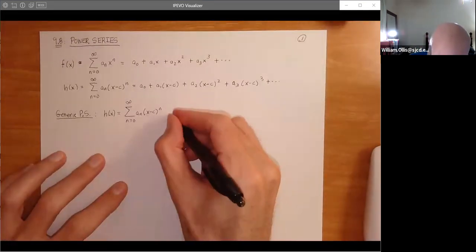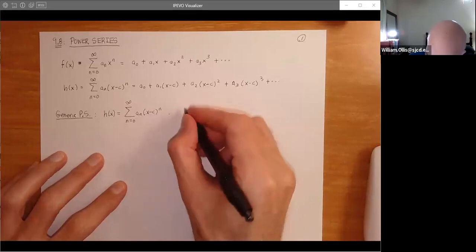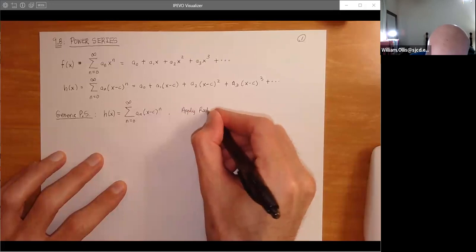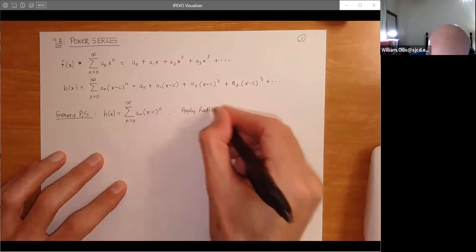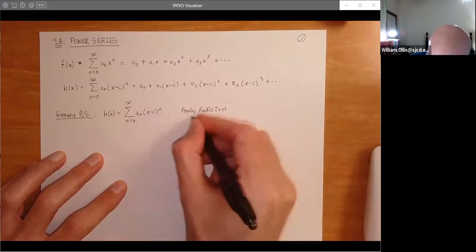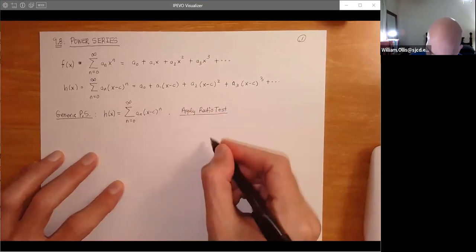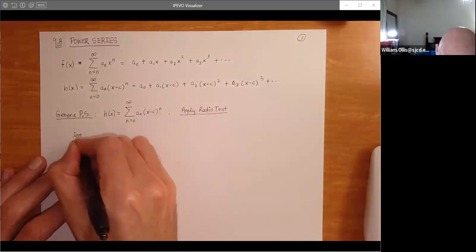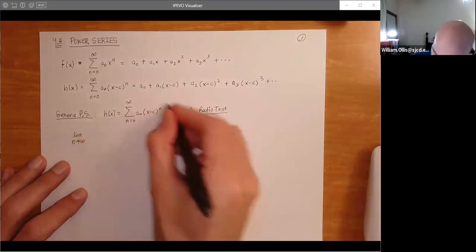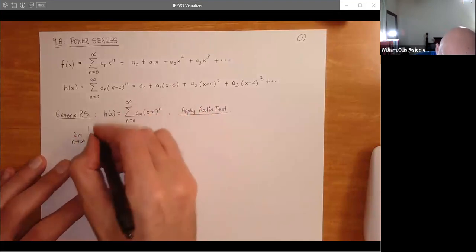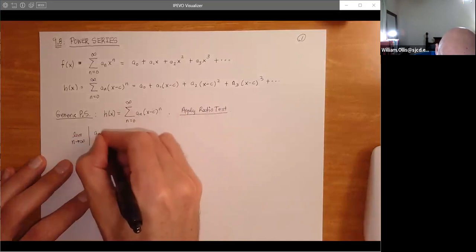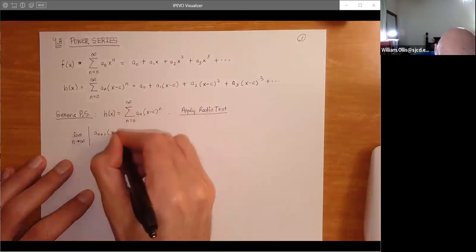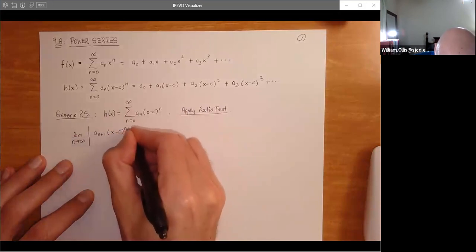So what we can do is just be lazy, apply ratio test. I'm going to try to stick to the ratio test and not be abstract, to keep everything nice and comfortable. So apply ratio test. We'd say the limit as n passes to infinity, and just throw everything in. We'll say a sub n plus 1, x minus c to the n plus 1.